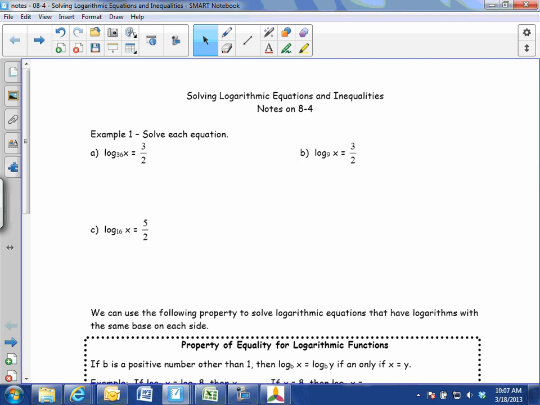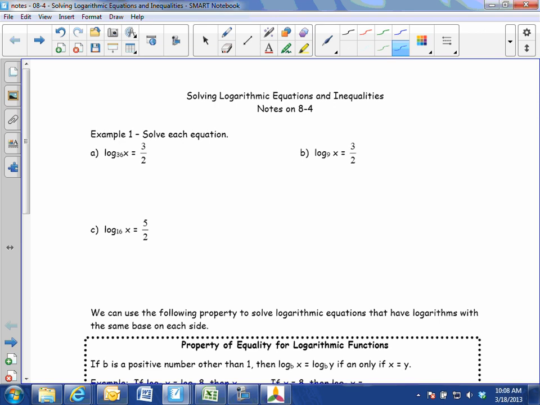Okay, we're solving equations that have logarithms in them. In this case, they're giving us some nice easy ones to start with because we don't have anything with the logarithm. It's all by itself on one side. So all we have to do is rewrite it so we have an exponent. Remember, the logarithm is always equal to the exponent.